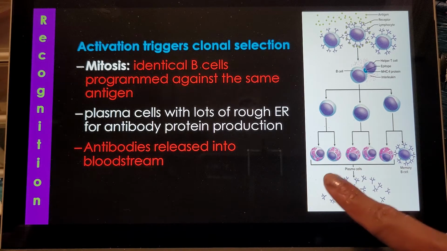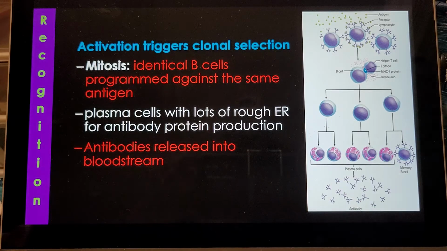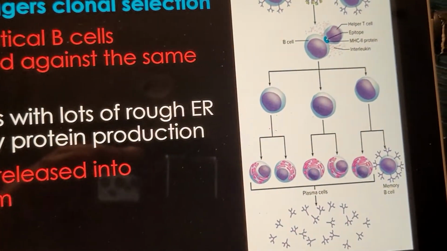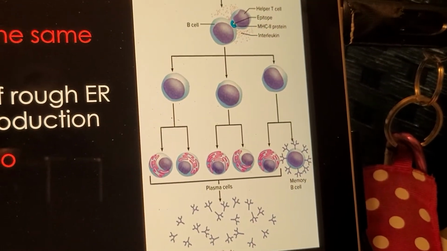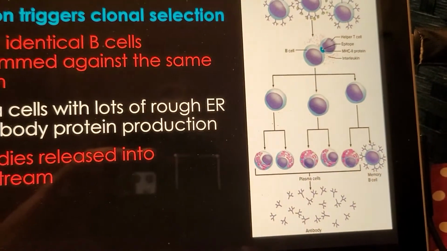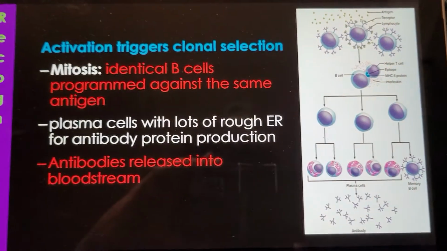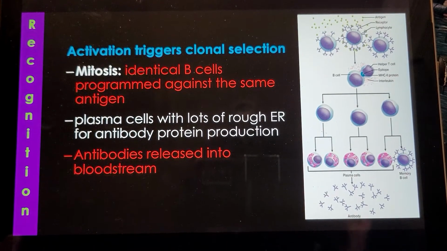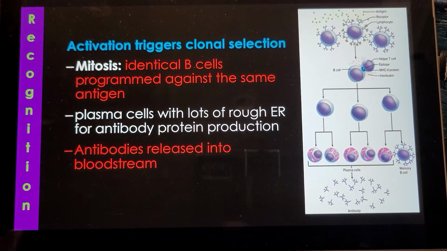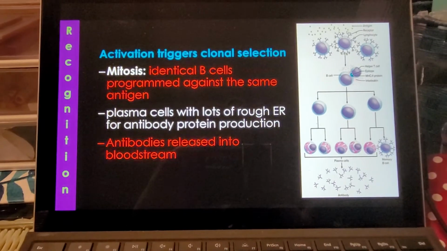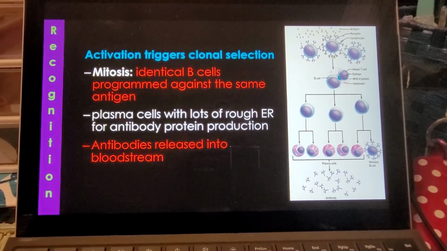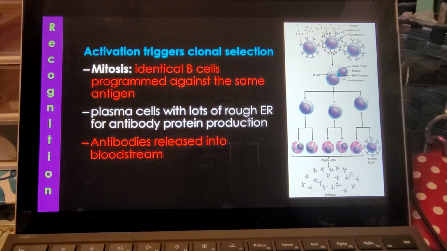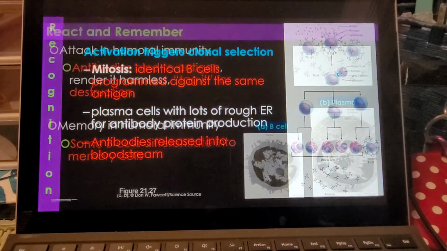Some become your plasma cells. So all these little pink squiggly lines off to the corner are showing the extra endoplasmic reticulum. Those are going to make proteins, which are the antibodies for killing off an infection. And then you do have some that become your memory cells, so just in case you get exposed again, you've got your defense up.